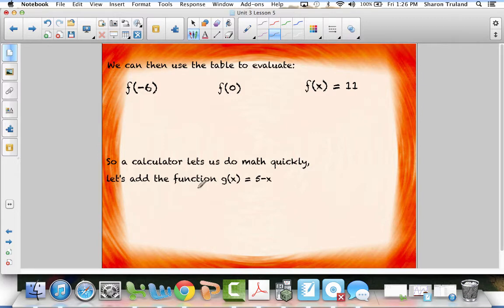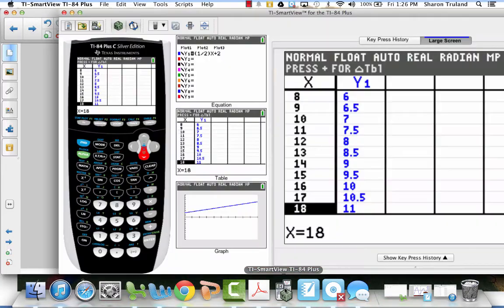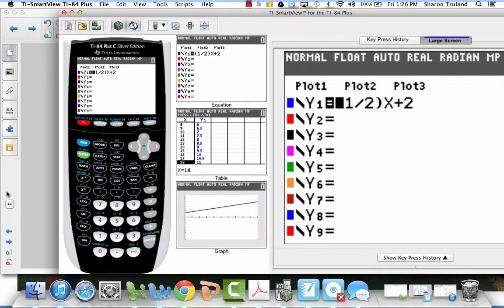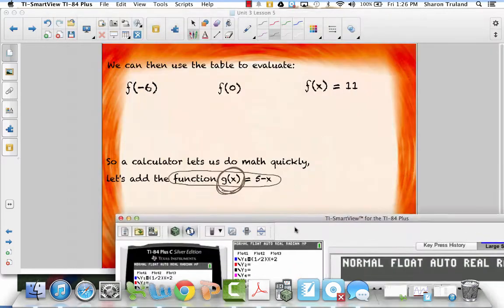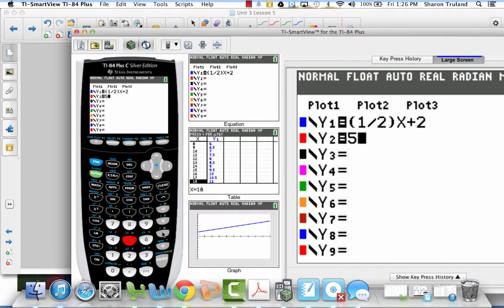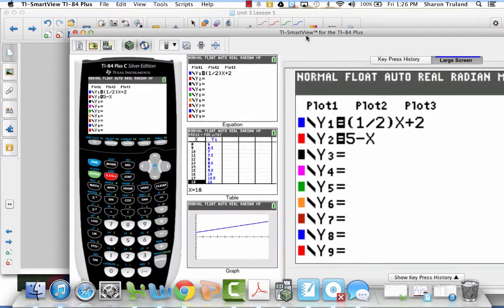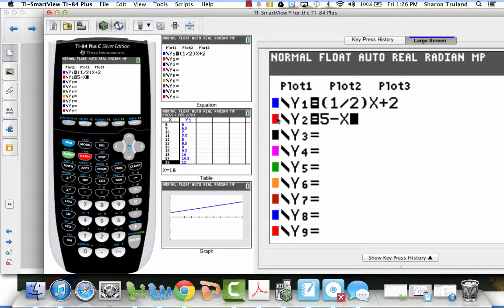We are going to add another function onto our graph. Notice how it says function g? That means it's a different function than f. So I can go to my graphing calculator, going back to y equals, and instead of putting it in the first graph, I'm going to put it in the second graph. So what was it? 5 minus x. 5 minus x.